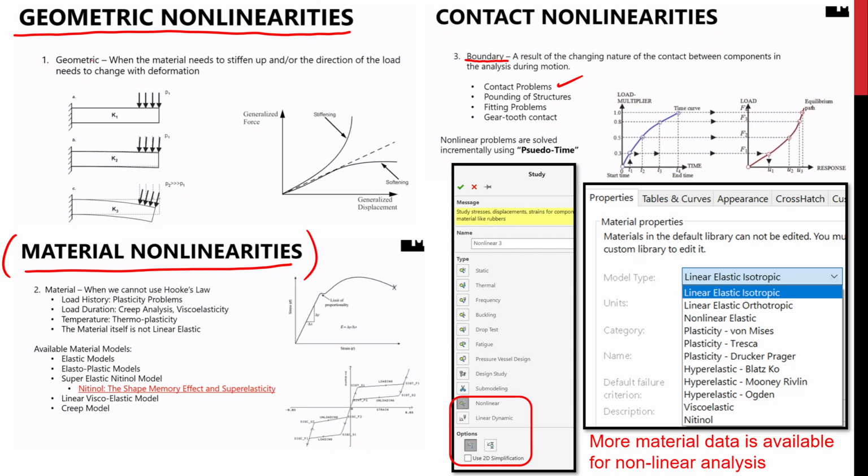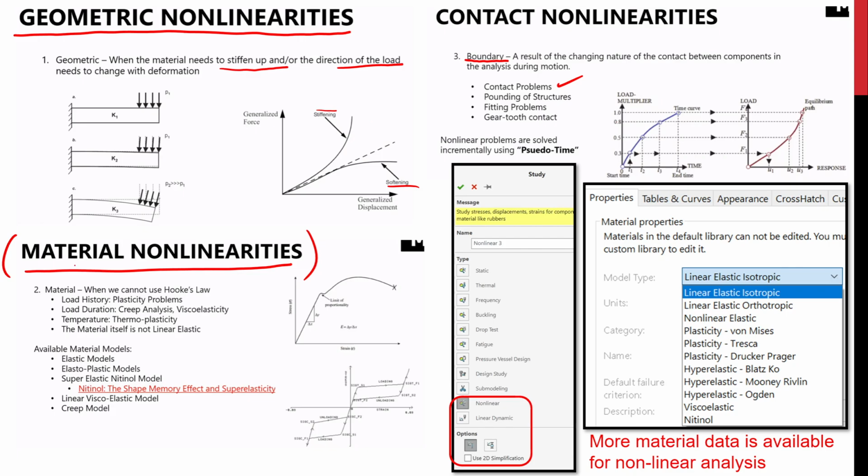If you take a look at it, geometric non-linearity happens when the material needs to stiffen up in the direction of the load, and the load needs some sort of change in the deformation. So this is an example of how the load changes as the structure changes. The deformation changes, right? The load direction also changes. So you have a place where there is a stiffening of the structure or softening of the structure, so the response might be slightly different.